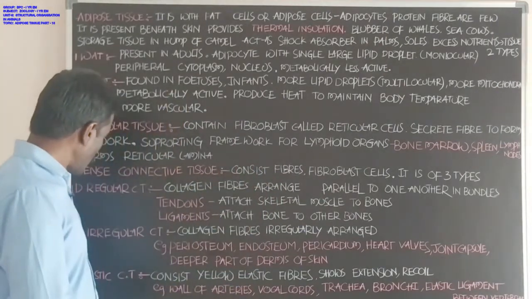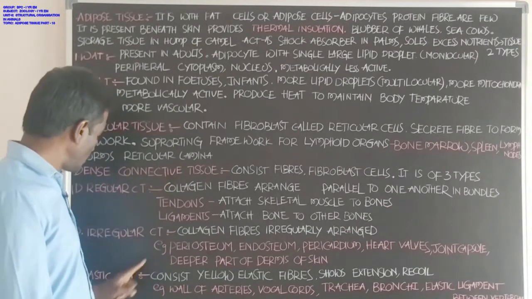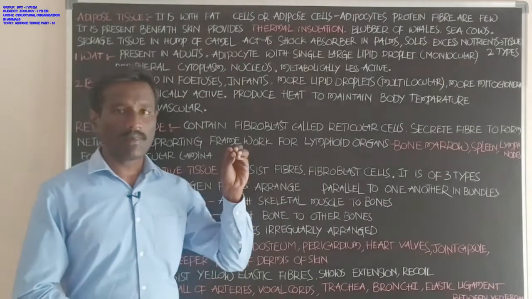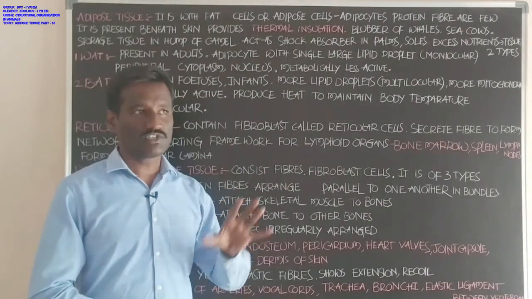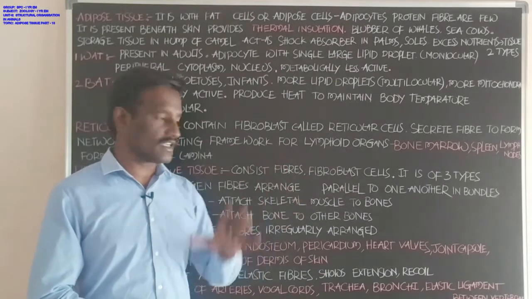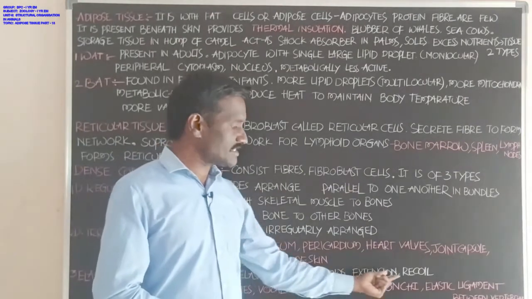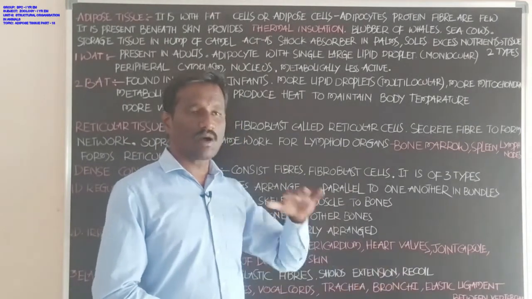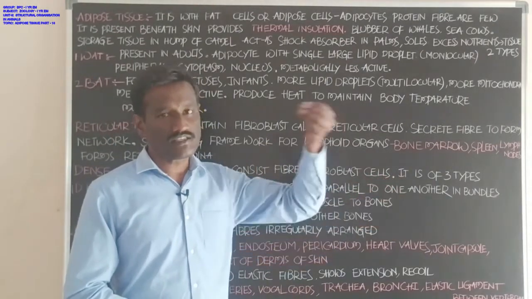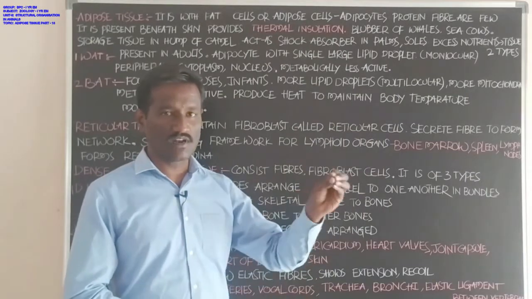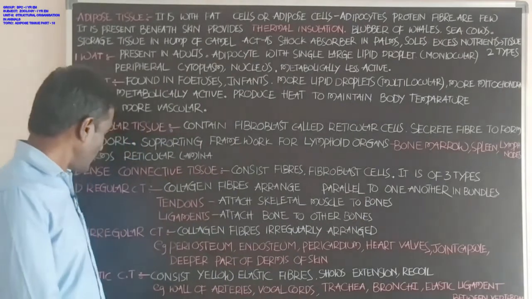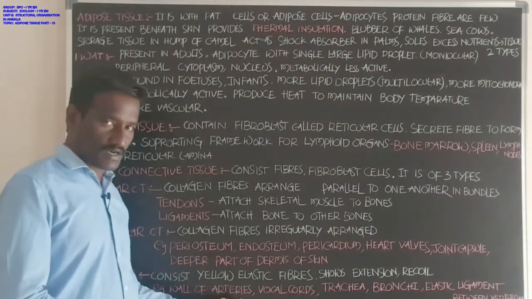Next, the third one in the dense connective tissue is elastic connective tissue. Elastic connective tissue consists of elastic fibers, which are yellowish in color. Yellowish elastic fibers are present in this. Next, it shows extension and recoil. It shows extension and returns to its original size and original structure. Students, where is it present? In the wall of the arteries.